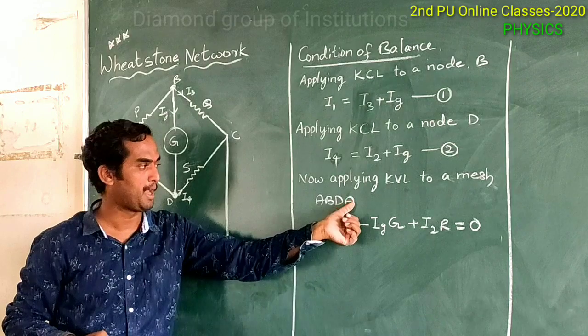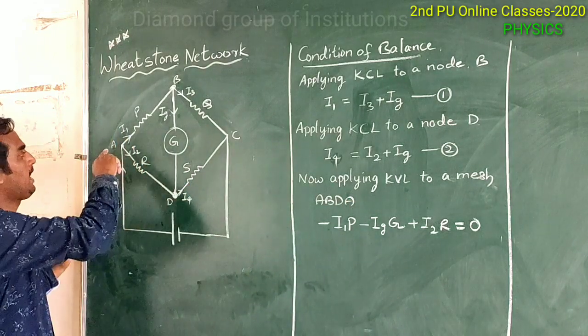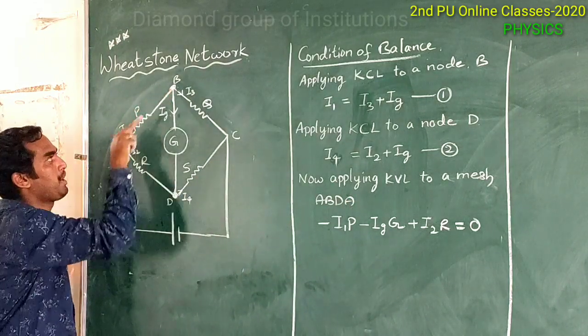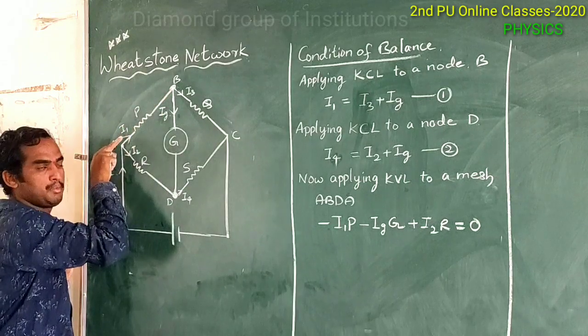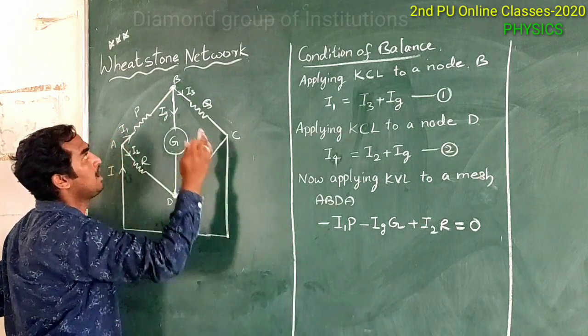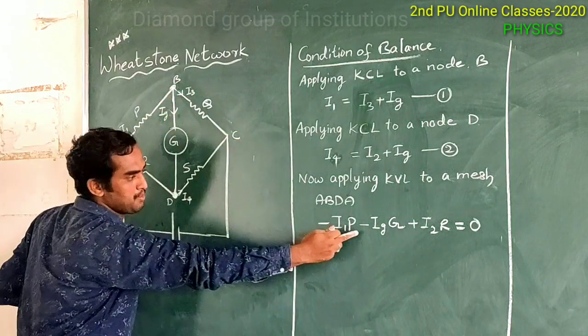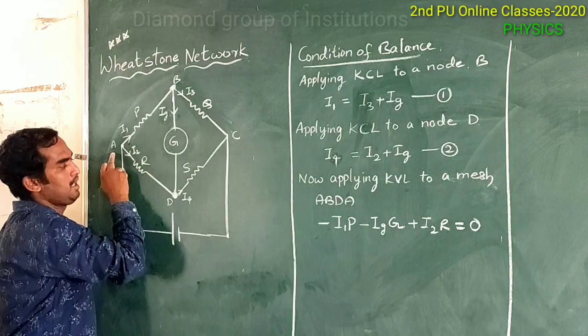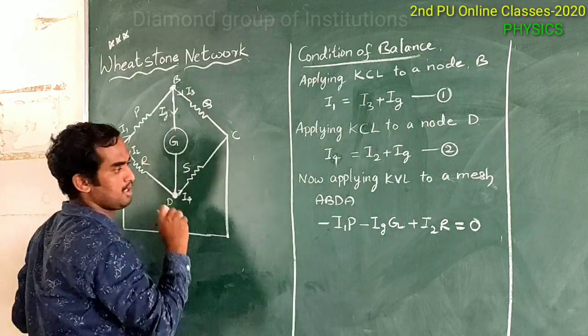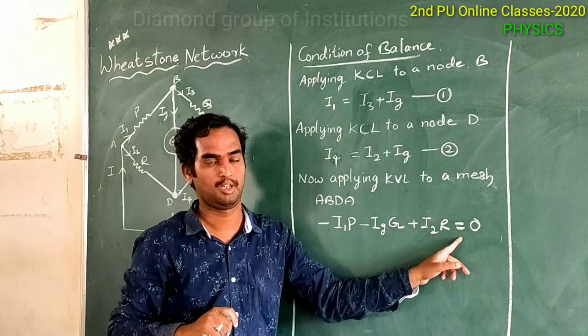ABDA, loop or mesh. See once again, A to B. We are going from A to B. The current direction is same. Then we are taking minus. B to D. Again the current direction is same. That's why it is minus. D to A. The current direction is opposite. So that's why it is taken as positive.